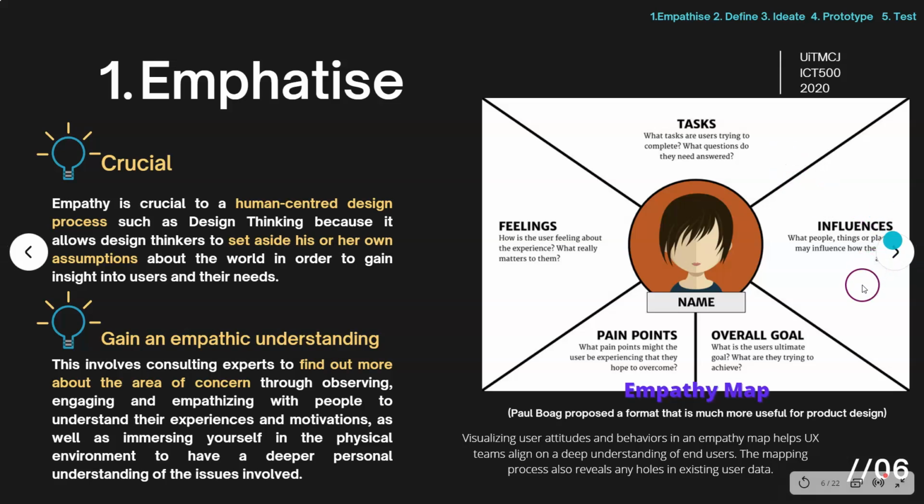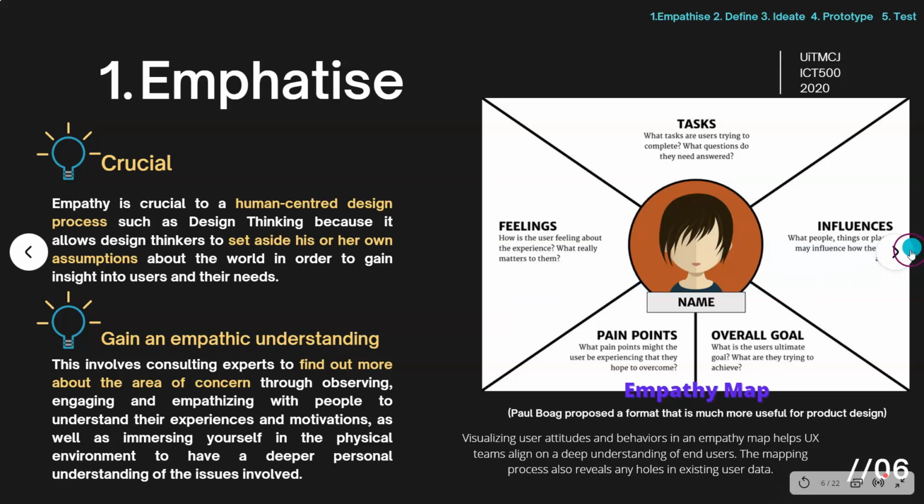In terms of influences, what people, things or places may influence how the user acts? Then the overall goal: what is the user's ultimate goal, what are they trying to achieve? Then pinpoint: what pinpoint might the user be experiencing that they hope to overcome? And then feelings: how is the user feeling about the experience?